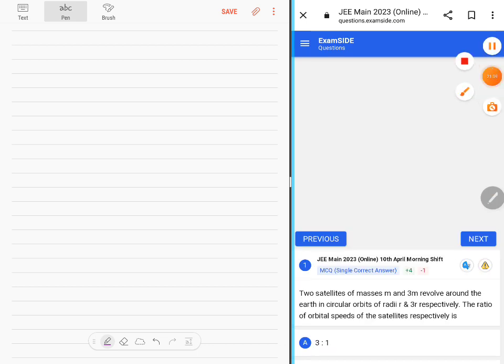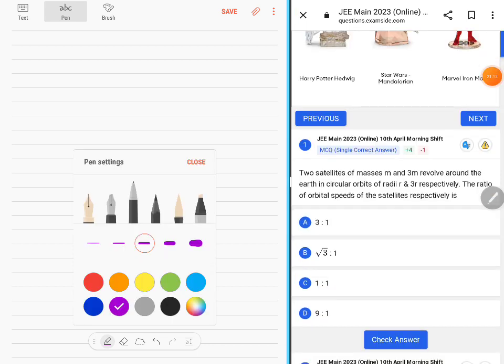Two satellites of mass m and 3m revolve around the Earth in circular orbits of radius r and 3r. Find the ratio of the orbital speeds. Okay, we have to continue from this sum in the next video.